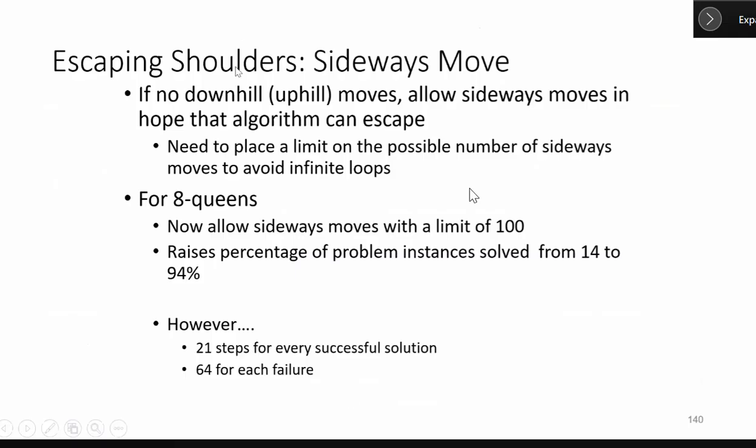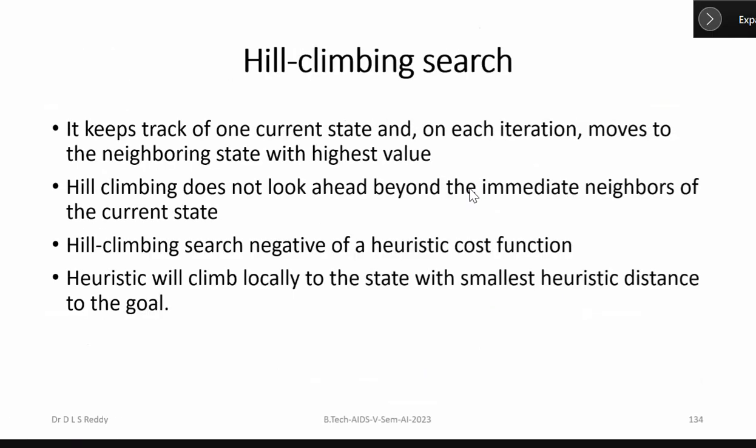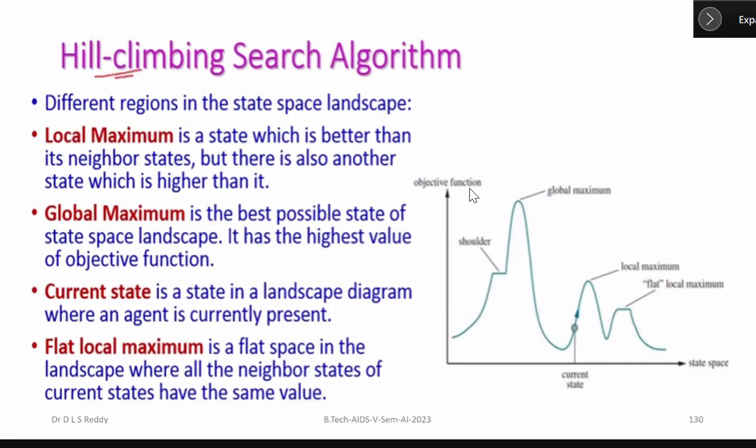So next, escaping shoulders. We have seen what is meant by shoulder right here. A shoulder is something like a flat, but a small shoulder. Whenever you are moving here, here, here, you get a flat. When the values are the same, it is like a plateau only, and if you can move past that, then you will reach the global maximum.